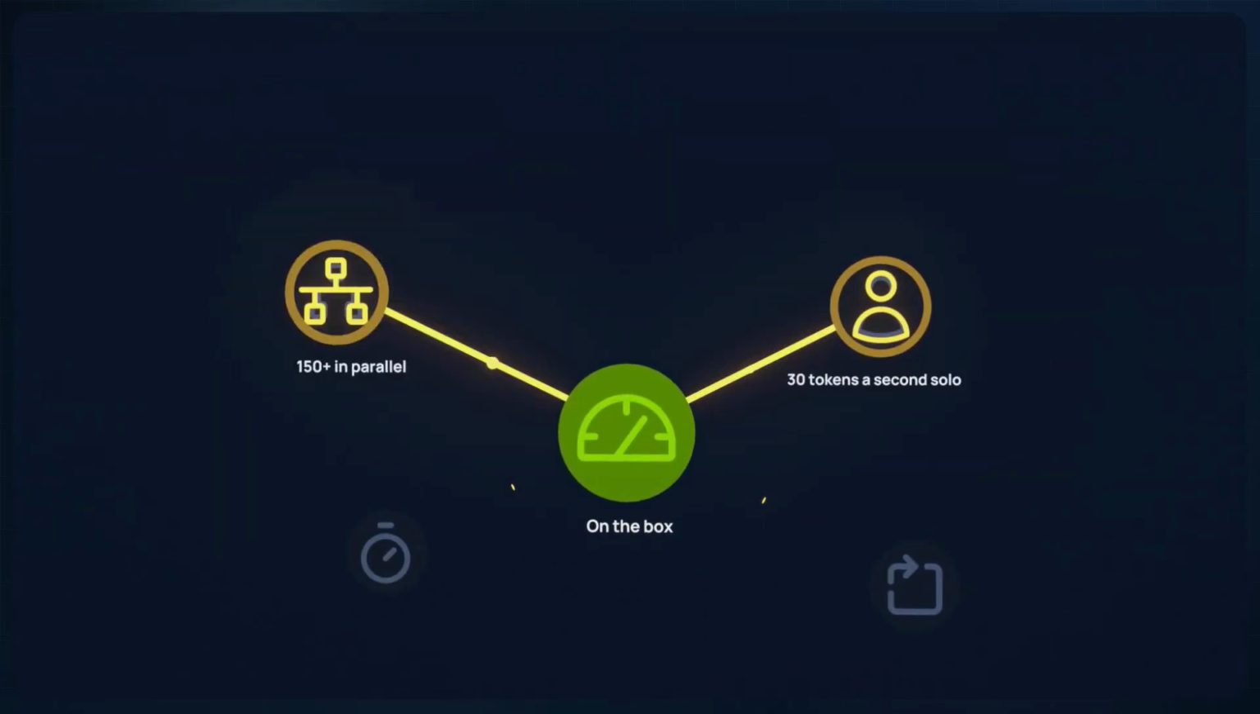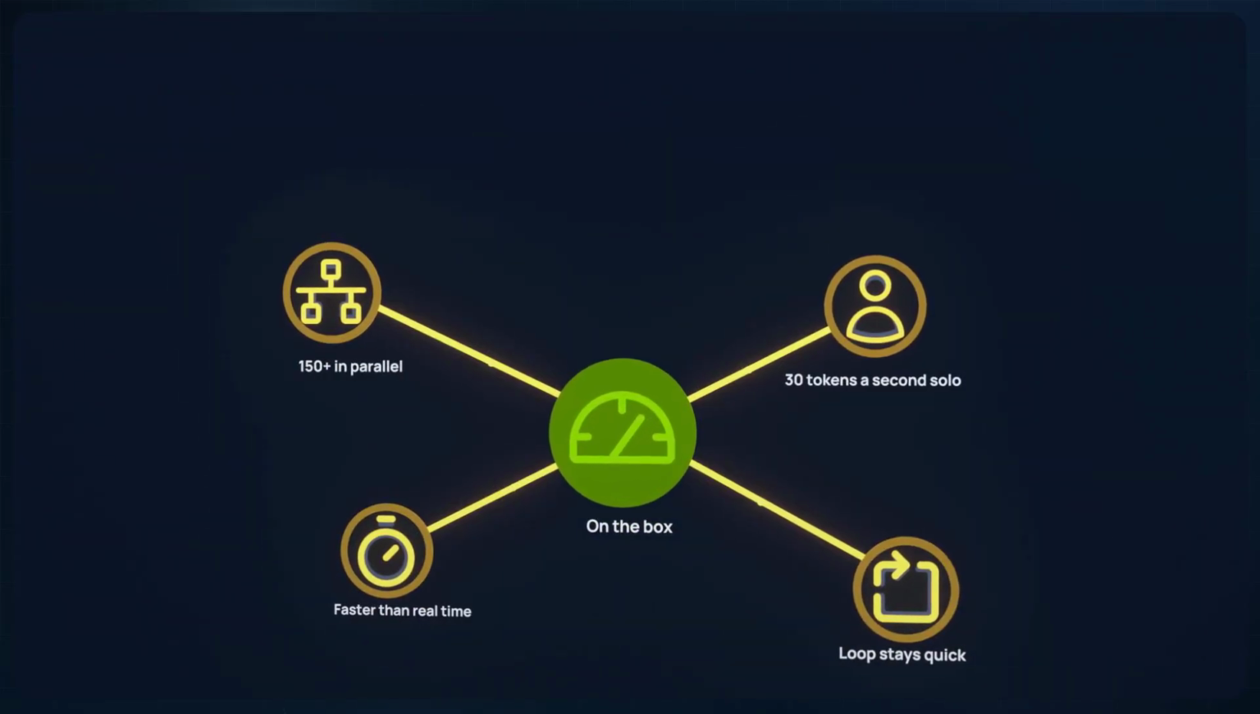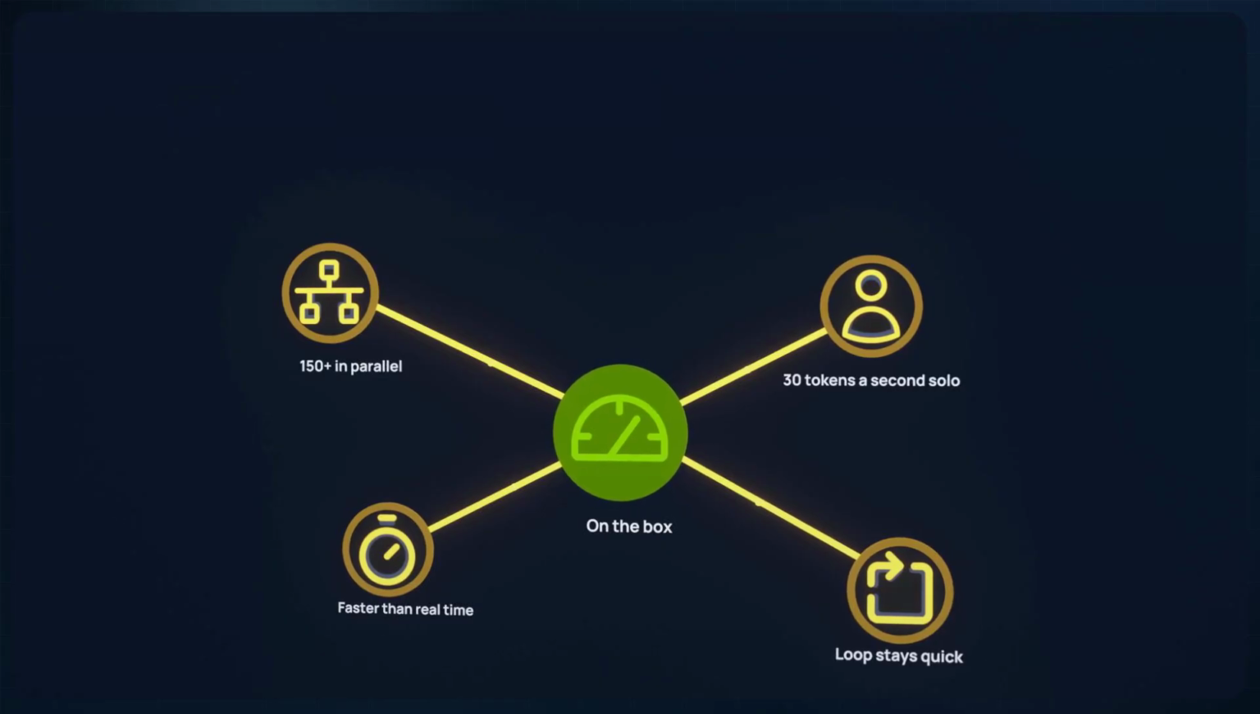Let us talk honest performance, because the loop only works if each lap is quick. On this desktop chip, a medium open model serves a single user at roughly 30 tokens per second. That is comfortable reading speed, fine for a person waiting on an answer. The more interesting number shows up under load. When you fire many requests at once, the way an automated loop does, total throughput climbs to over 150 tokens per second, because the hardware is sharing its memory bandwidth across all of them.